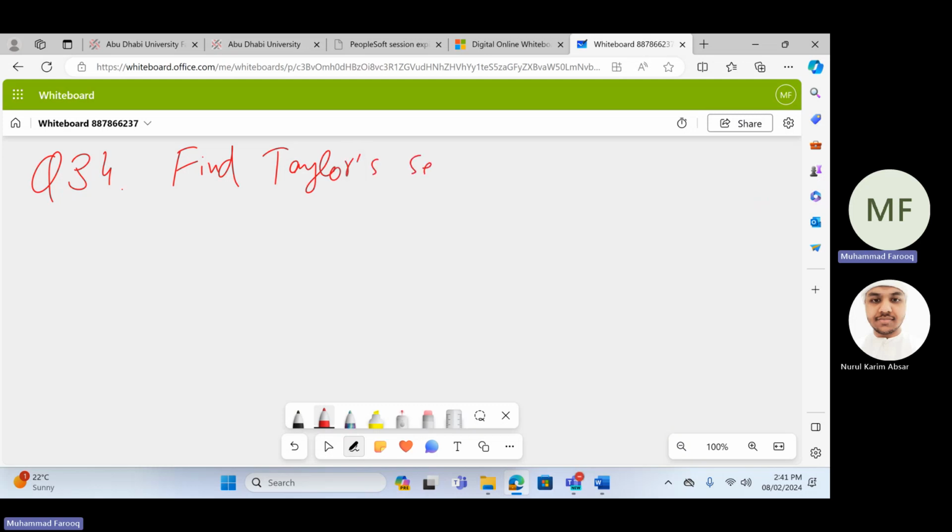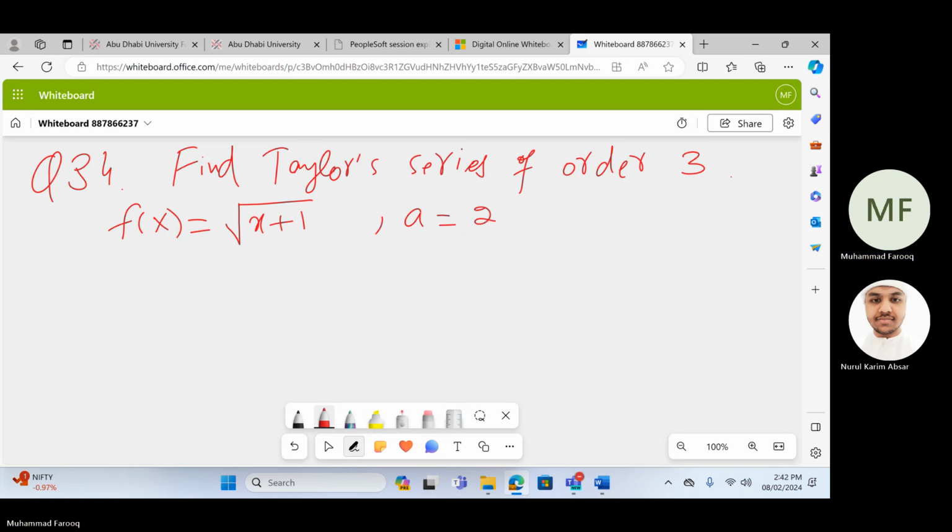Find the Taylor series of order 3. Okay, we can reduce. We have limited time. Okay, order 3. I don't have time, I have to finish it, I have to take 4 derivatives. So 3, please. Okay, so f of x is equal to the square root of how much? x plus 1. And what is a that I told you? 2. Okay.